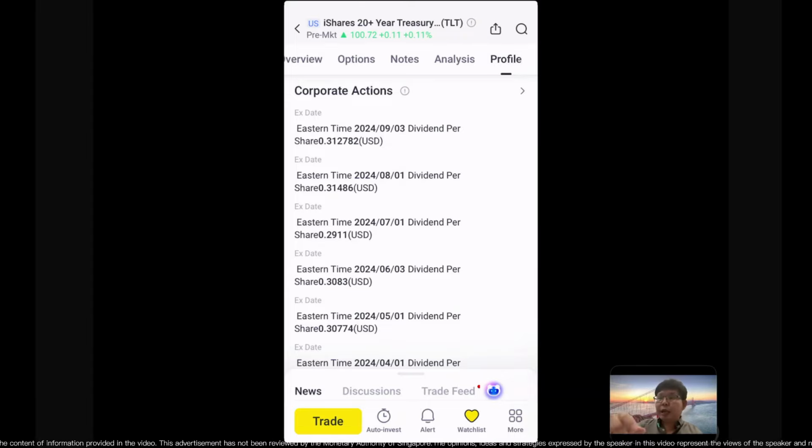As I go to profile and scroll down to corporate action, I can see how the dividend is like. Per share they will give you 31 cents, which is pretty good. Let's say you have 100 shares of TLT, you will get $31.